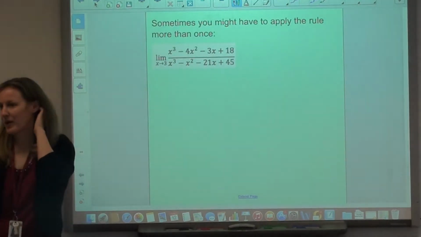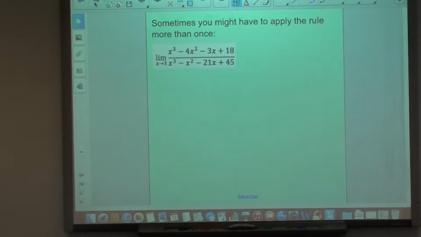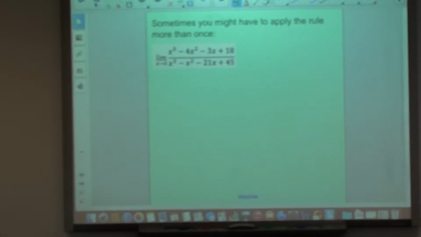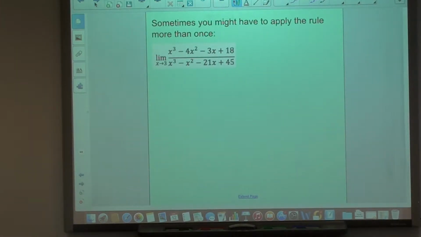All right, here's a fun one. Now, suppose we had this limit. I'm going to just give you a break and tell you that if you plug a 3 in, you get 0 over 0. So take a second and try L'Hopital this way. Yeah, I use L'Hopital as a verb all the time. Just show it to me now.